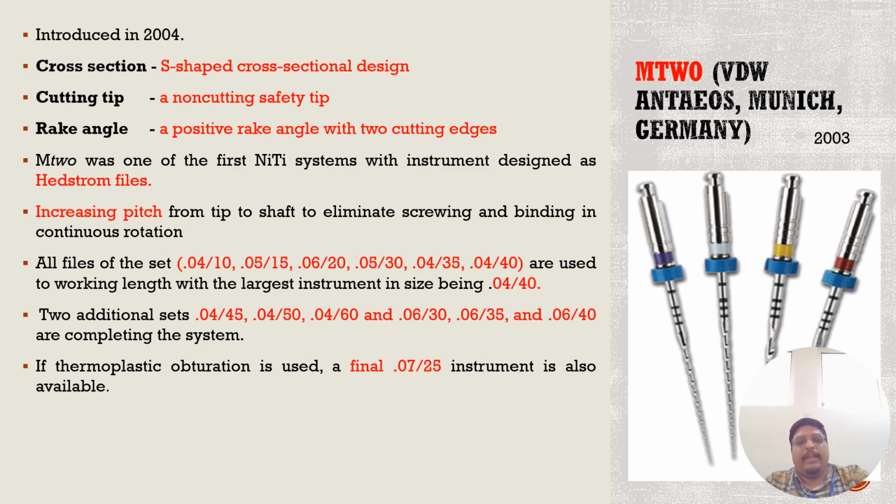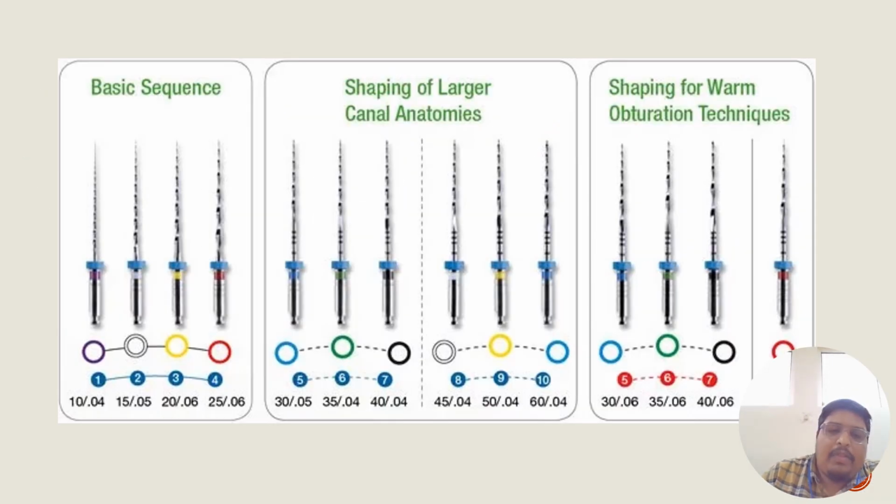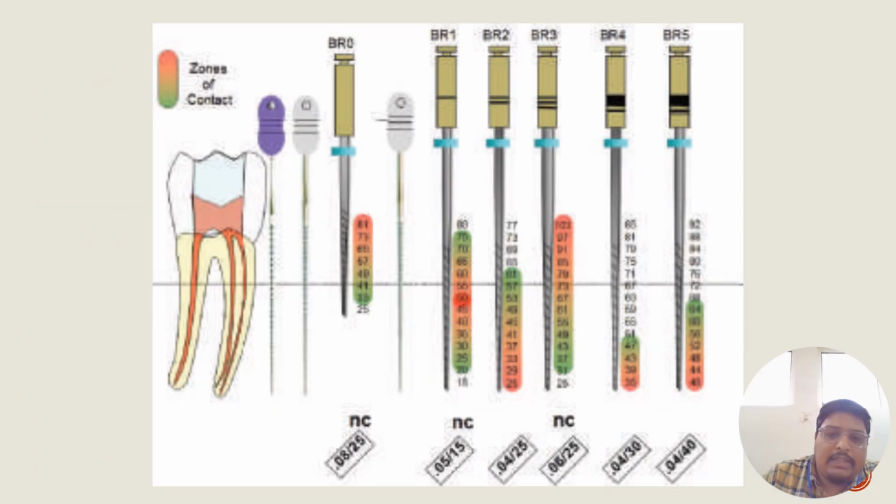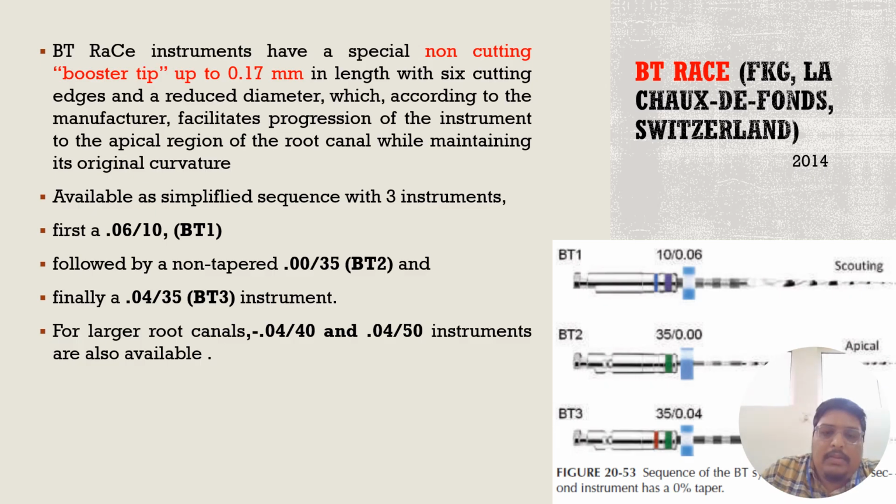The company introduced it in 2004. Rake angle is positive, cutting tip is a non-cutting safety tip of the regions. Basic sequence, which includes 1004, 1506, 2006, 2506. The design of the race and the significant races, which includes triangular cross section, cutting safety tips of the regions.